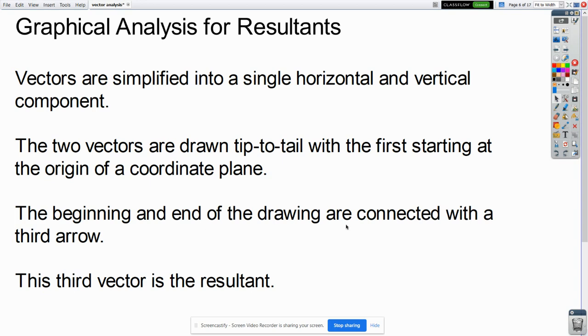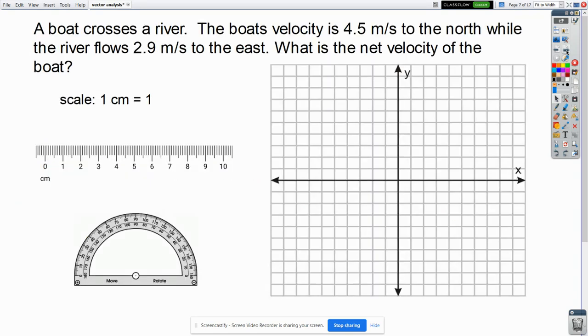The beginning and end of the drawing are connected together. So once you've drawn your 2 vectors, one horizontally, one vertically, you'll connect the beginning and the end of the vector just like I did on the previous page. That vector that you draw in, that third one that you add to complete the triangle, is the resultant. It's that net or overall vector that better summarizes the motion of the object.